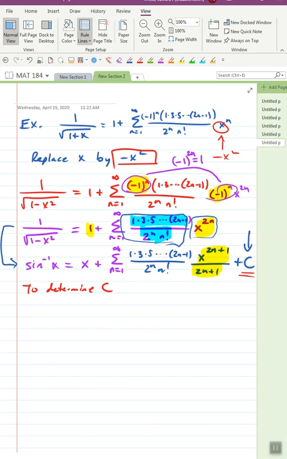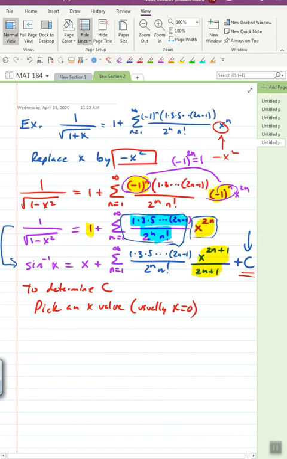But what is the trick for determining the c? Don't you pick an x value of some kind? And usually x equals 0 is the one that works out real well. So in this one, notice, if I plug 0 into this equation, I have sine inverse of 0 equals 0 plus, okay, notice in this series, what do you get when you plug in x equals 0?